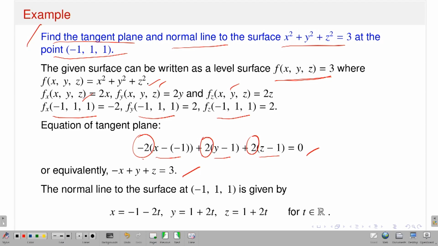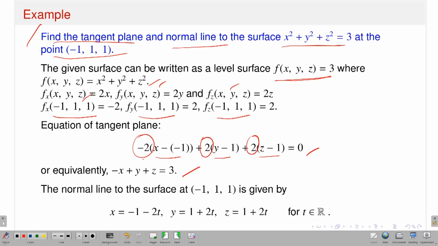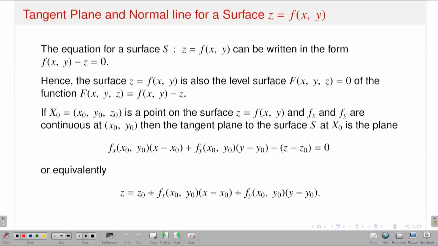What will be the normal line? Again, you just calculate the partial derivatives of f with respect to x, y, z, evaluate at the point (minus 1, 1, 1), and just use the formula x is equal to x naught plus the partial derivative of f with respect to x at the point x naught times t. So this is the value, minus 2 times t. These are the corresponding equations of the normal line to that surface. So if I am given a surface, think about it or write it as a level surface and just use the formula I have discussed in my last slides.